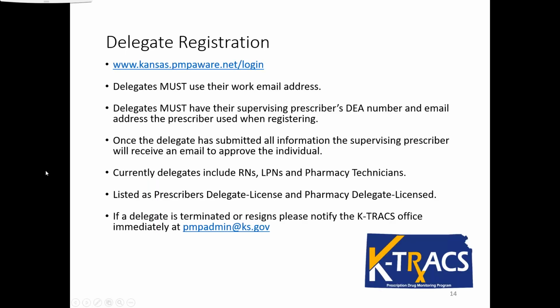If they are interested in having delegates, you go to the same address the delegate goes to, to enroll. Delegates must use their work email address. Delegates must have their supervisor's DEA and the email address the provider used when registering. Once the delegate has submitted all information, the supervising prescriber or provider will receive an email to approve that individual. Currently, the delegates that we are accepting are RNs, LPNs, and pharmacy technicians.